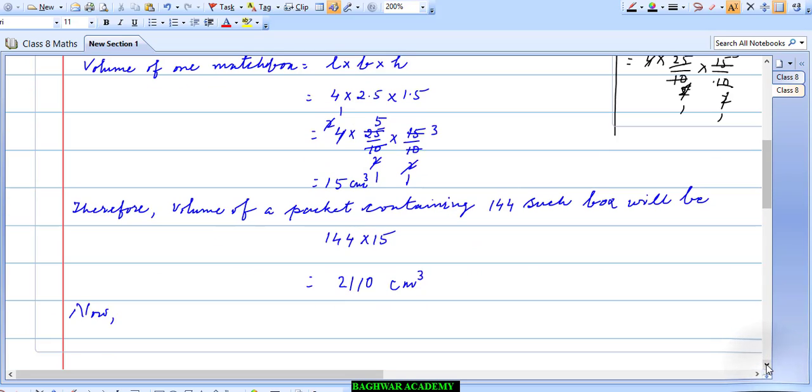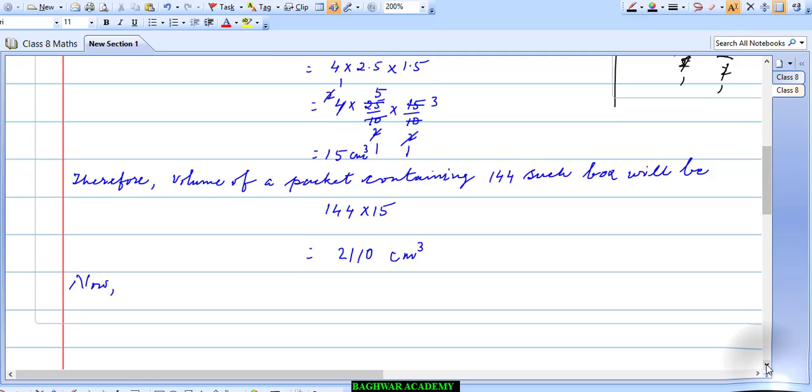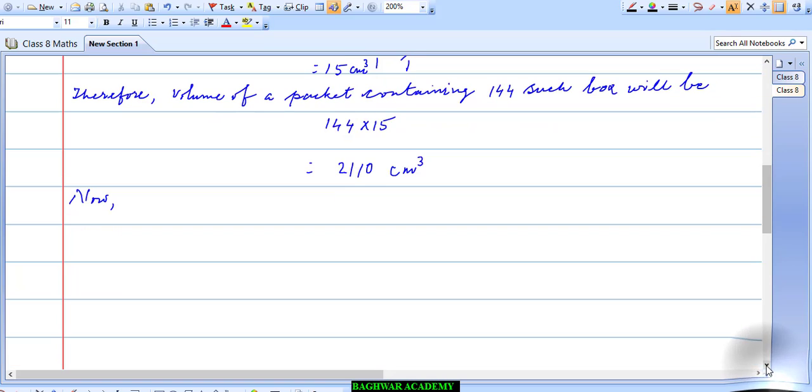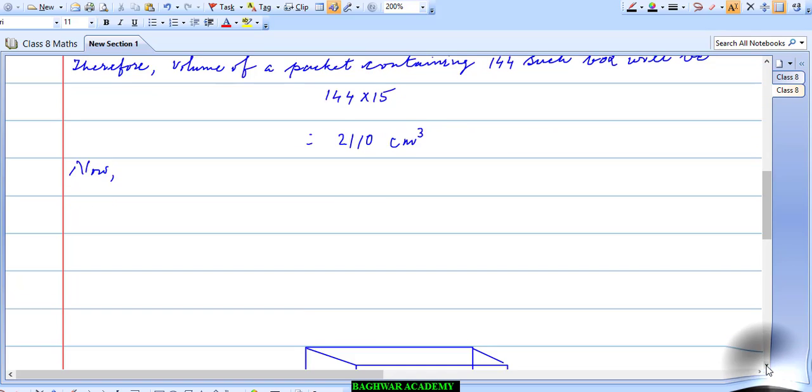Now if you have 144 such matchboxes, what volume will it be? You just need to multiply. One matchbox has volume 15 centimeter cube, so for 144 such matchboxes, you need to multiply 144 into 15. So you will get 2160 centimeter cube. So one packet has volume 2160 centimeter cube.